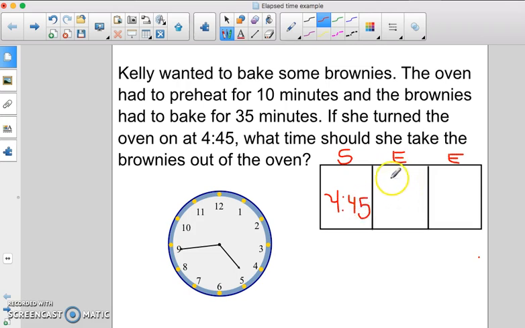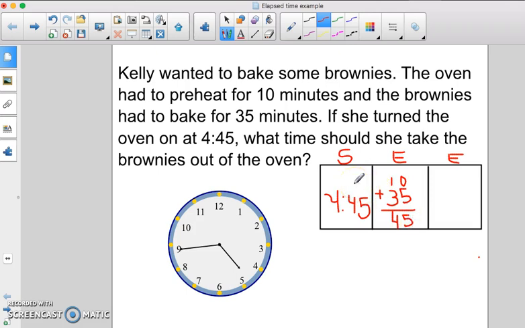And we know the elapsed time was 10 minutes for preheating the oven and 35 minutes for actually baking the brownies. So altogether, that elapsed time is 45 minutes. And we're trying to solve for the end time.